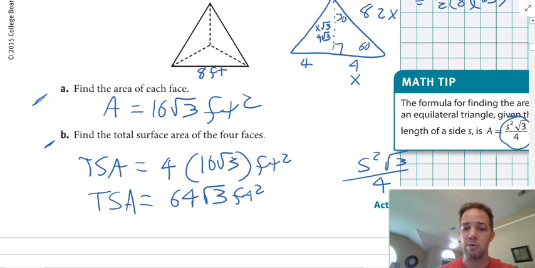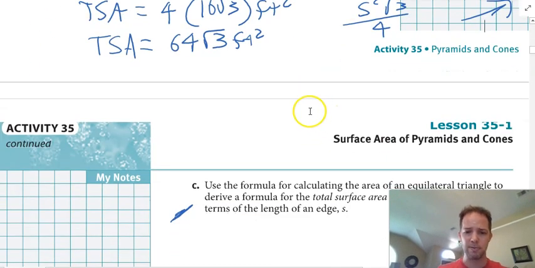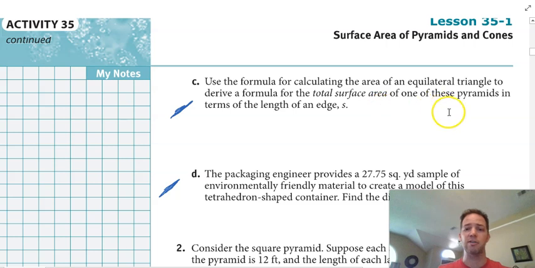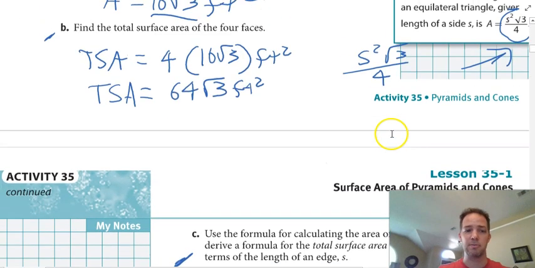So if we took 8 squared root 3 over 4, 64 over 4 is 16 root 3. We would have gotten the same answer here if we used that little shortcut formula as well. So side squared root 3 over 4 may help us here in just a moment. It says use the formula for calculating the area of an equilateral triangle to derive the formula for total surface area of the pyramids in terms of S.